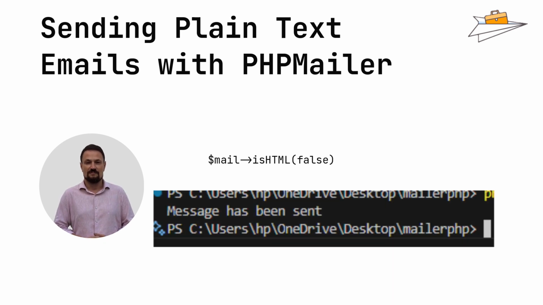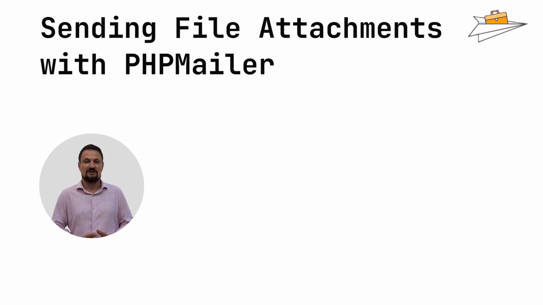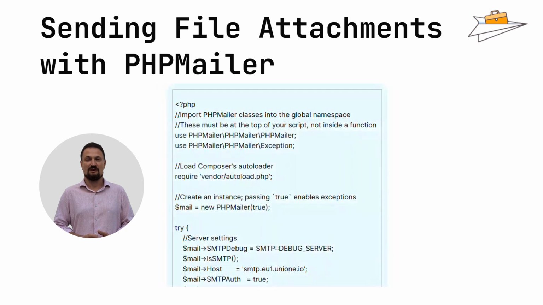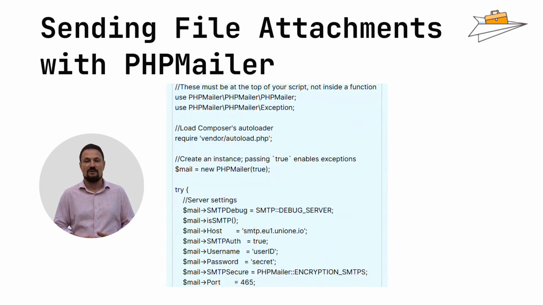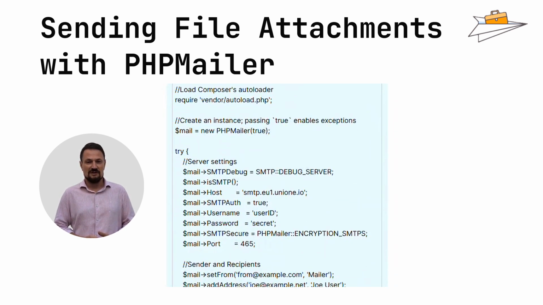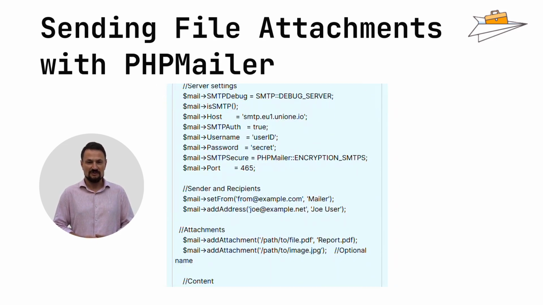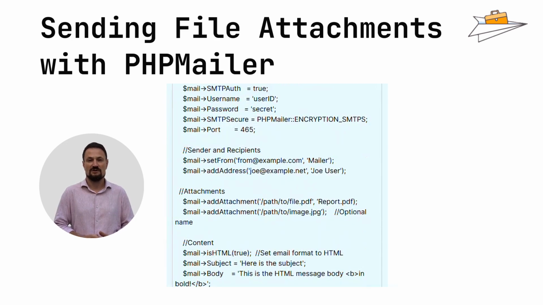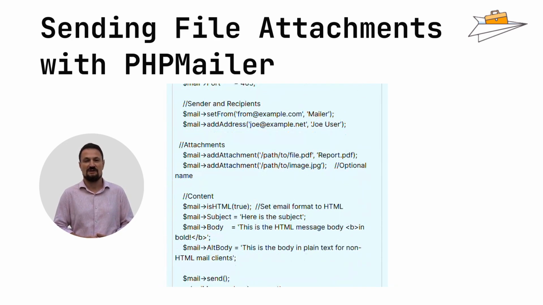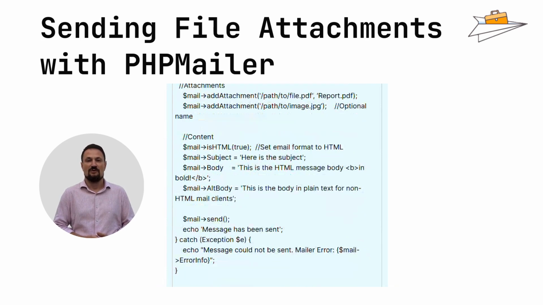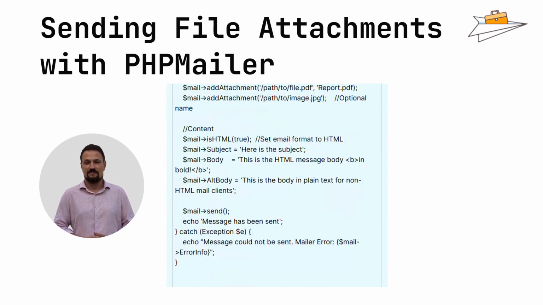That means it worked. Now let's add an attachment to your email. Maybe a PDF report or an image. Here's how. What's happening here? We're using mail add attachment to include files. You can attach PDFs, images, docs, whatever you need. The second parameter is optional and lets you rename the file in the email. And that's it. Now your emails can include files as well.